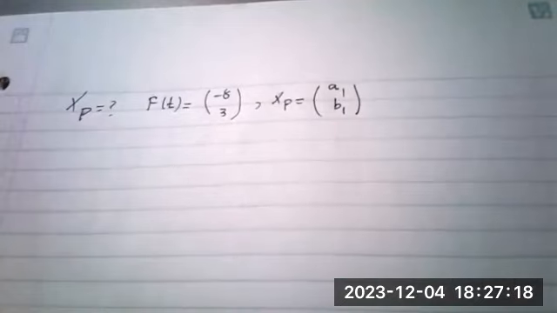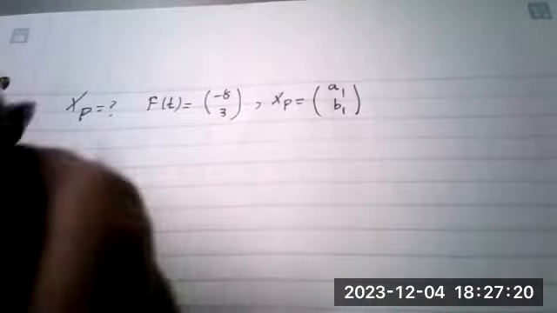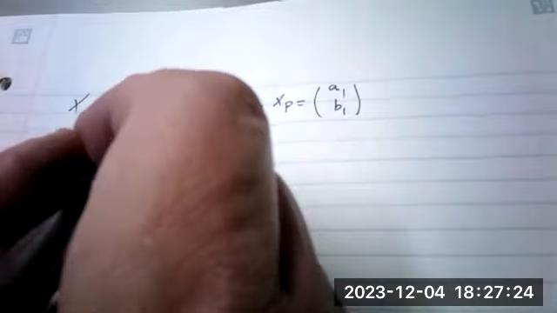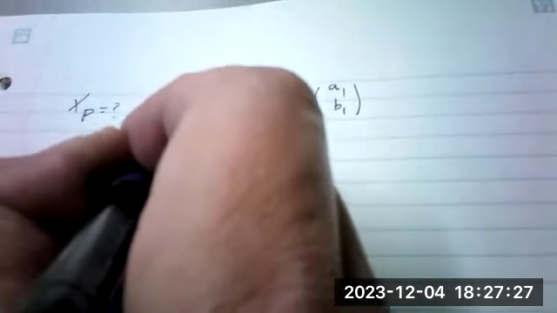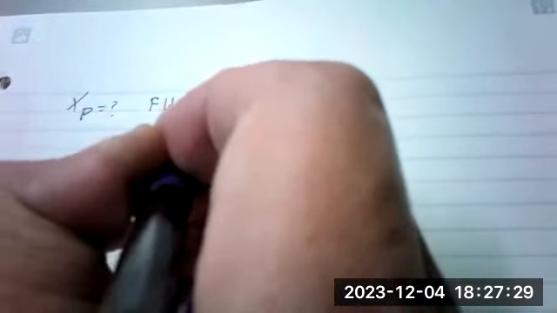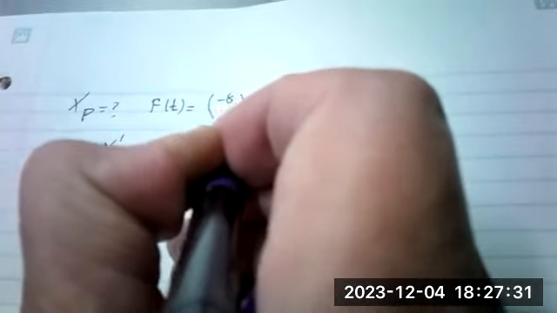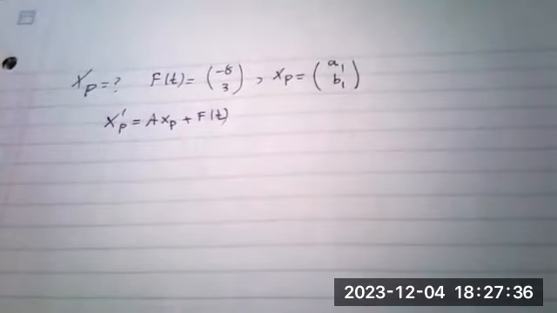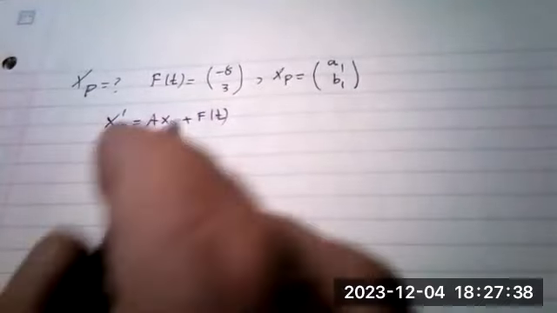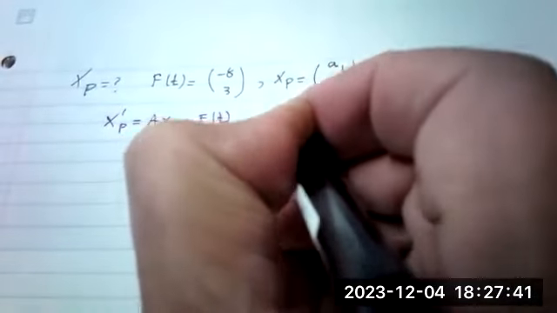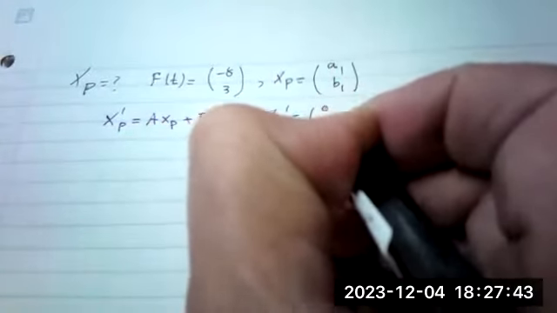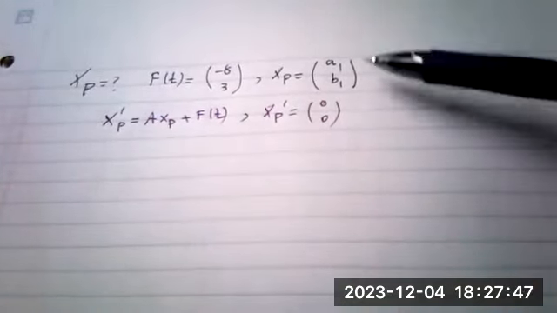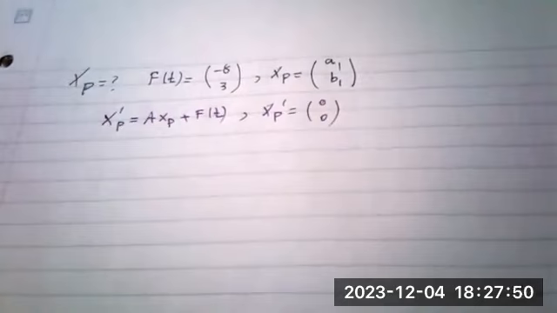Okay, so in order to get it, you go to the non-homogeneous case. You go to this equation, the original one. So now you make it x prime of P equal to A times XP plus F of T. You substitute into the non-homogeneous equation. For x prime of P, you just differentiate the components. It's going to be 0, 0, because these are the constants A1 and B1.